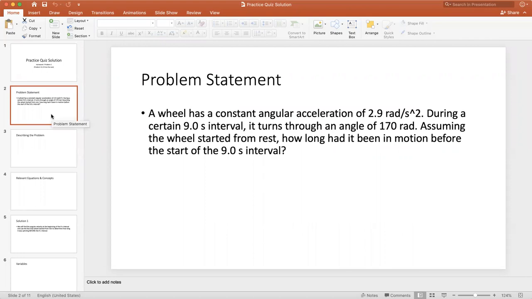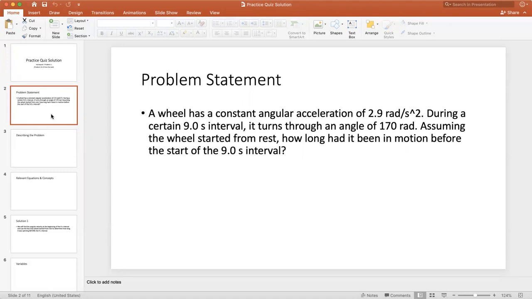In this problem, we have a wheel with constant angular acceleration of 2.9 radians per second squared. It begins turning from rest, and during some 9-second interval, we note that it turns through 170 radians. We want to know how long the wheel was in motion before we began to measure that 170 radians.